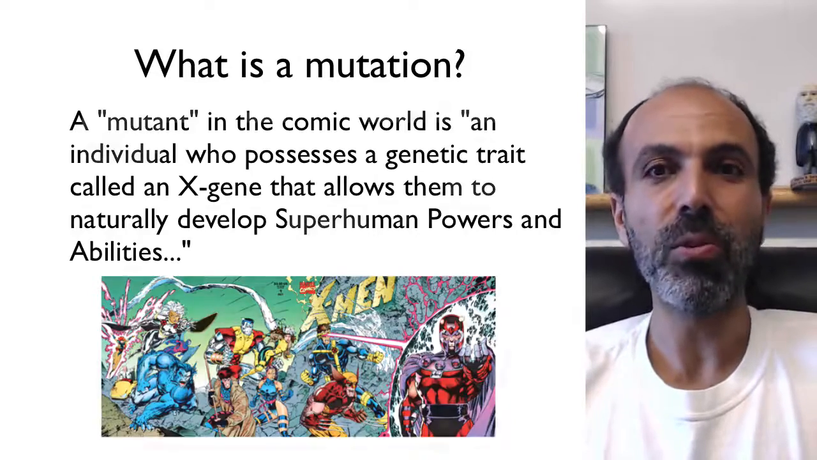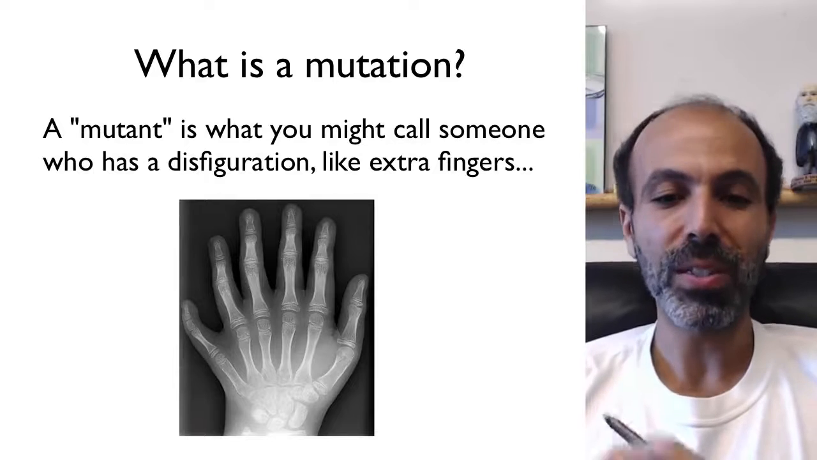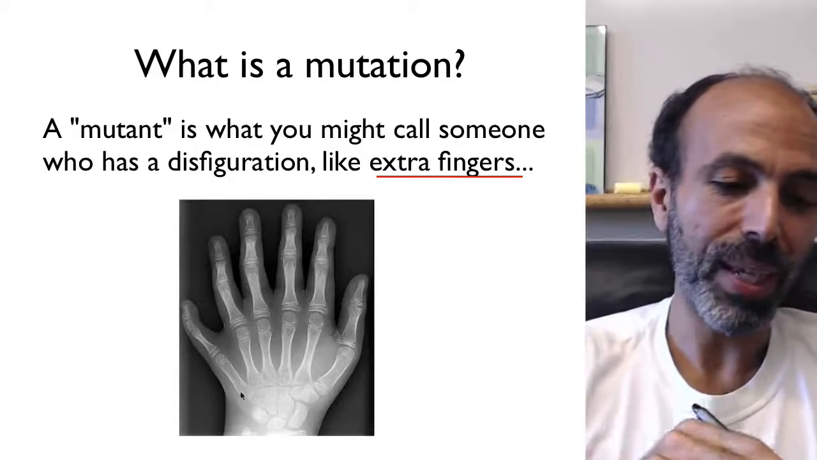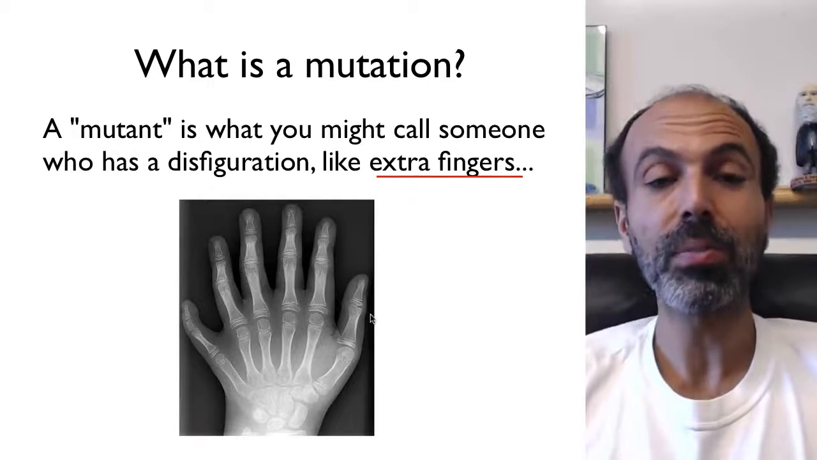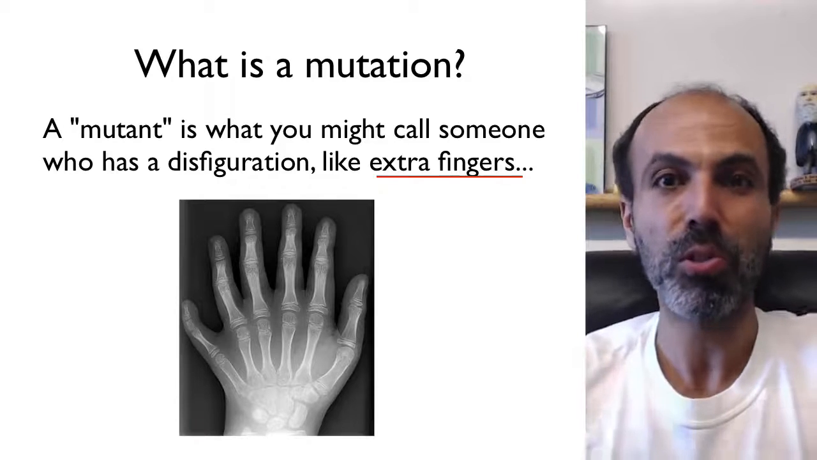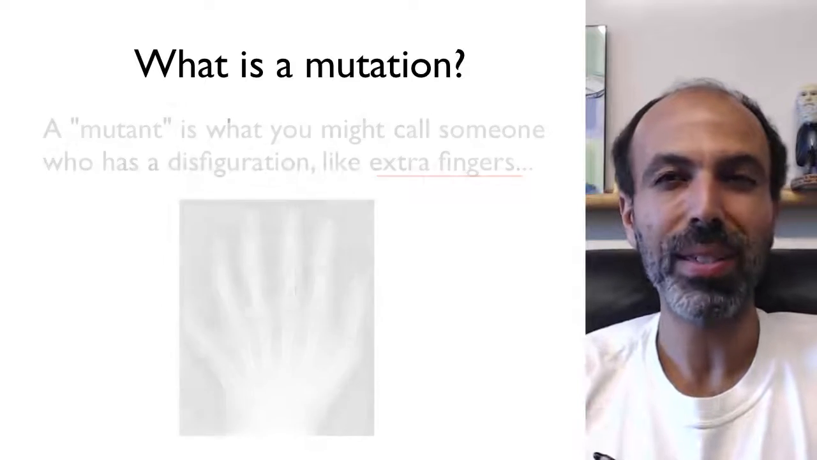You may think of a mutant as someone who has an extreme disfiguration, such as extra fingers. So this individual right here has polydactyly. If you count, they actually have 6 fingers. This is actually something that does come up. This is a mutation that does crop up periodically. It's a little harsh to refer to the person as a mutant because they have this, but it is a mutation which arises.